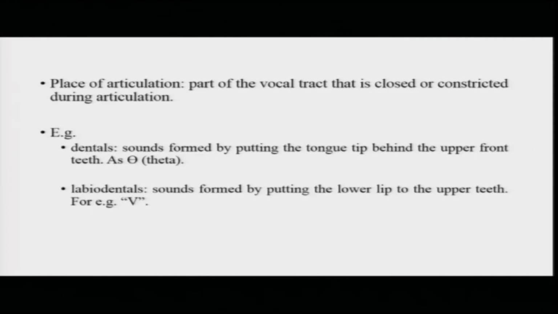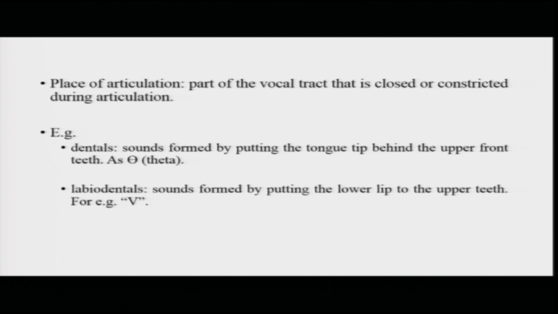Another important aspect when you look at sound is where it is being articulated from. Linguists are mostly interested in these kinds of things, and I am bringing that up just to give you a very basic primer into things that we will be talking about later. Place of articulation is very important. The part of the vocal tract that is closed or constricted during articulation is referred to as the place of articulation for that sound.